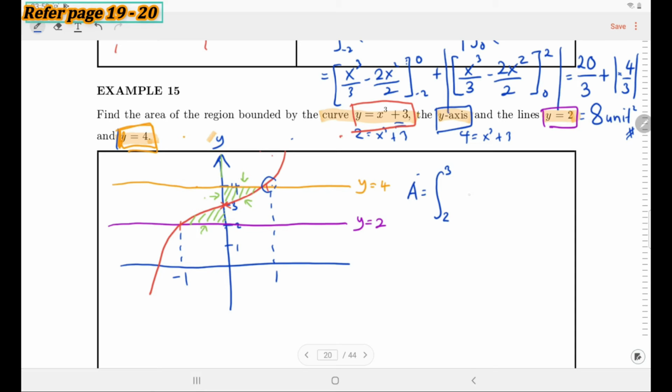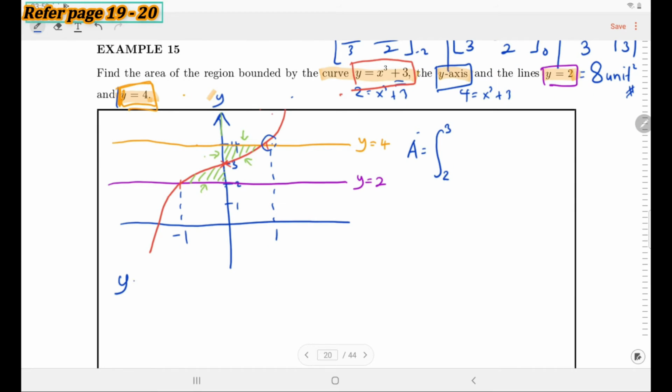We haven't yet changed the function. The function here is y equals x to the power of 3 plus 3. Why must we change the function? Because I want to find the area and integrate with respect to y, which is on the y-axis. So I must change the function of x into a function of y. So x to the power of 3 equals y minus 3, so x equals the cubic root of y minus 3.